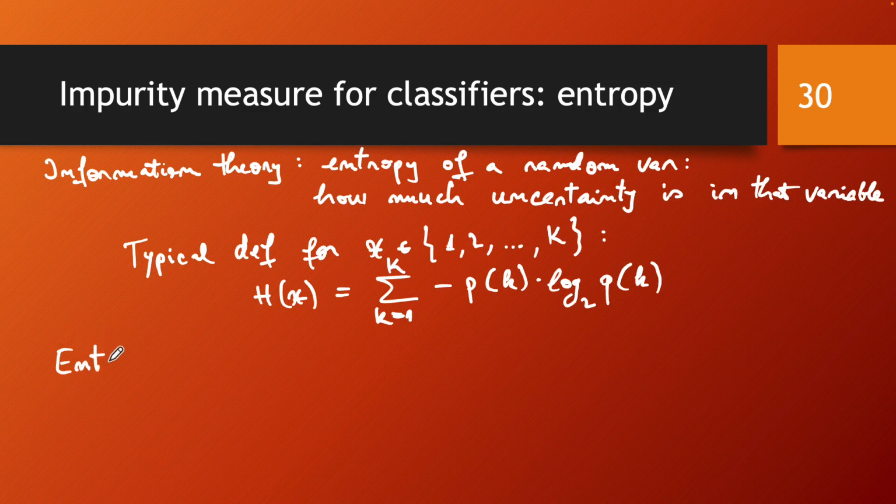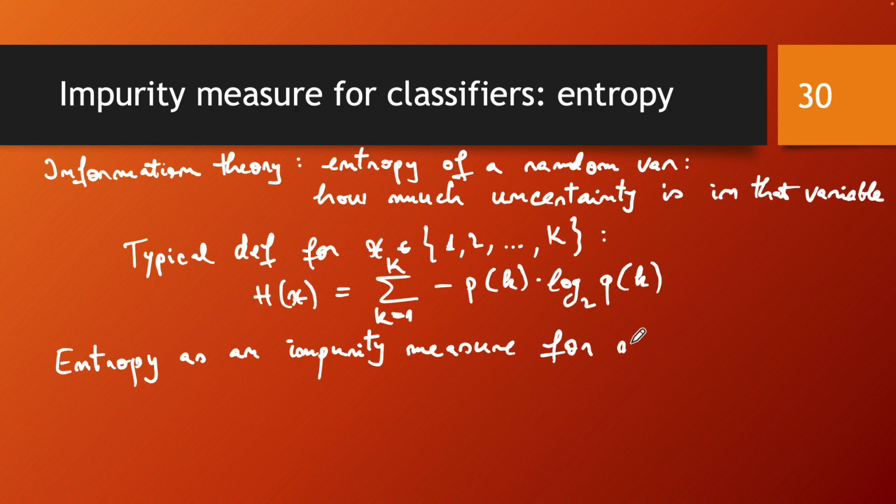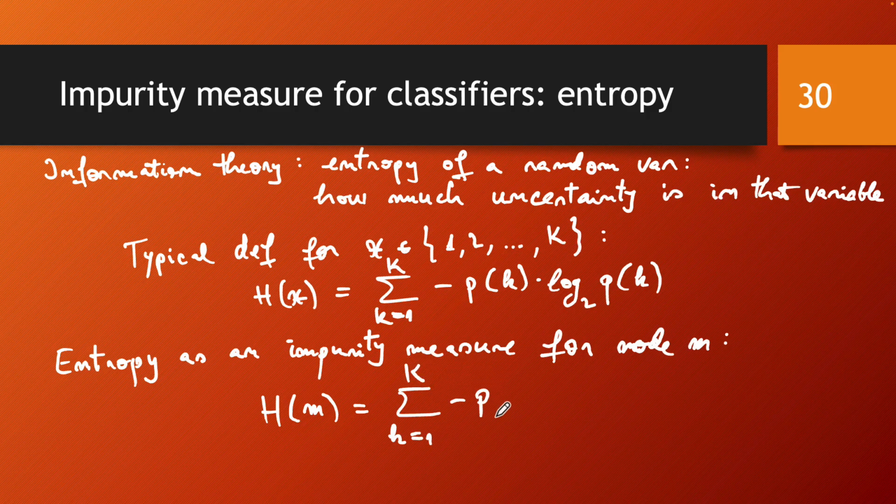So if I want to define entropy as an impurity measure, this would be defined in our decision tree for a node, let's say for node m. So H(m) is going to be a sum over your capital K classes, a sum over the probability of class k in m times the logarithm of this probability, p_m(k).